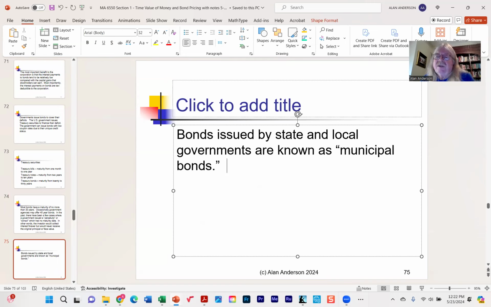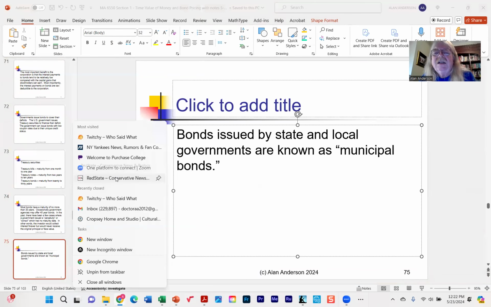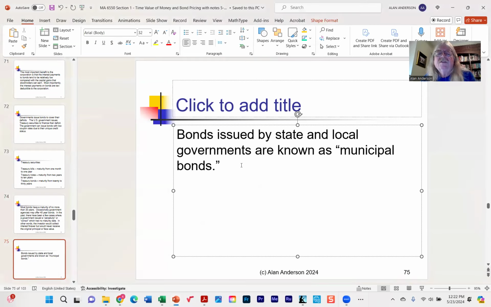A classic example of this would be when it was decided that the Tappan Zee Bridge had to be replaced. The cost of that project must have been quite large, obviously in the billions of dollars, which the state of New York doesn't have that kind of money laying around. So they would have issued bonds for the sole purpose of financing the new bridge. So that's what that's all about.